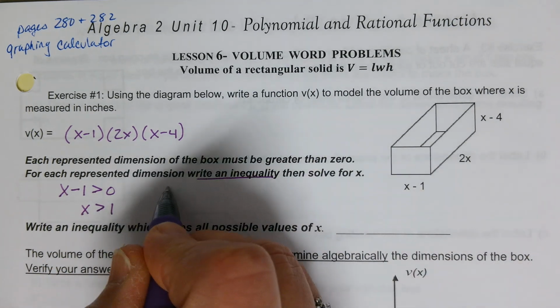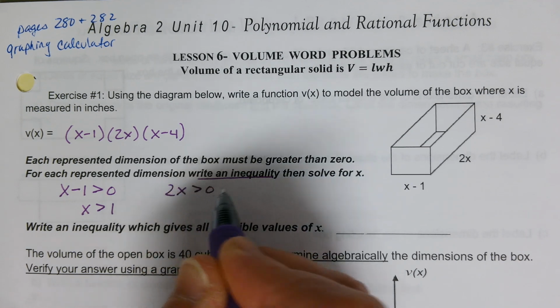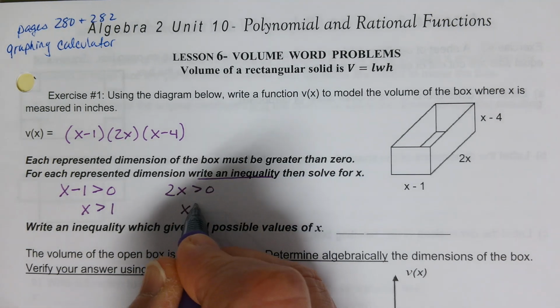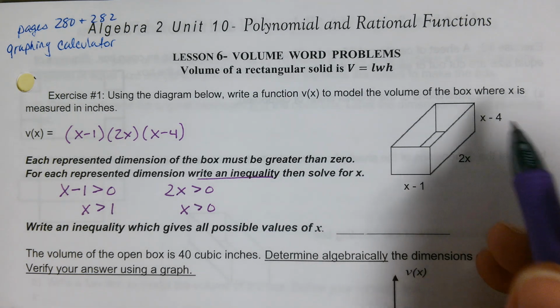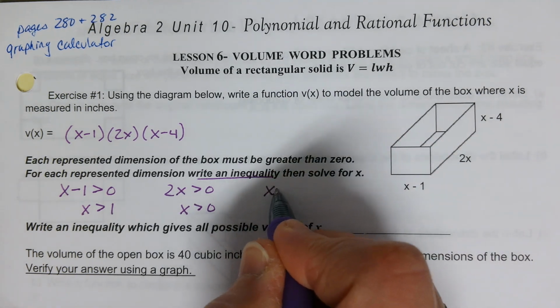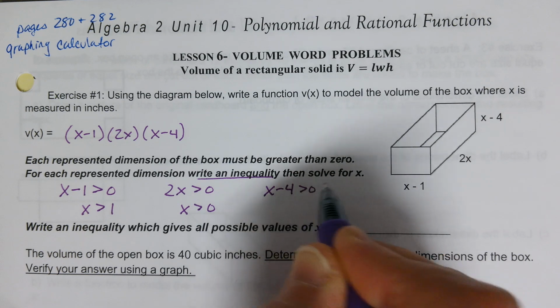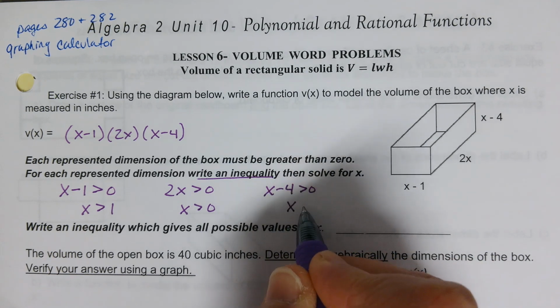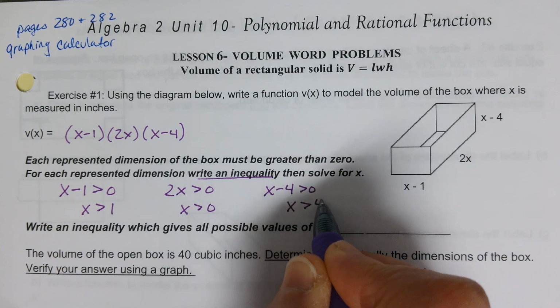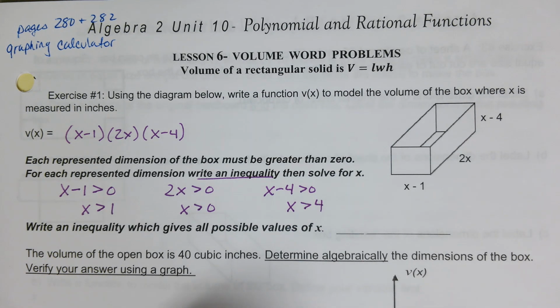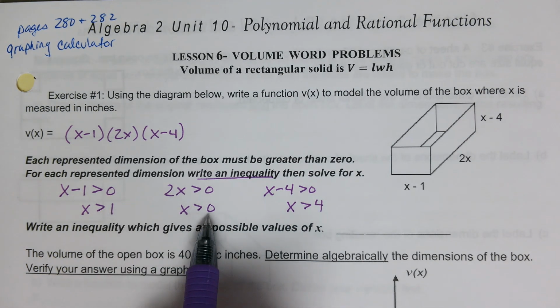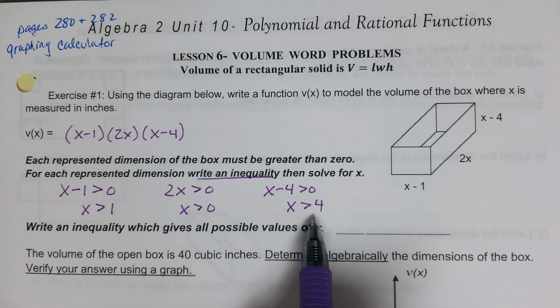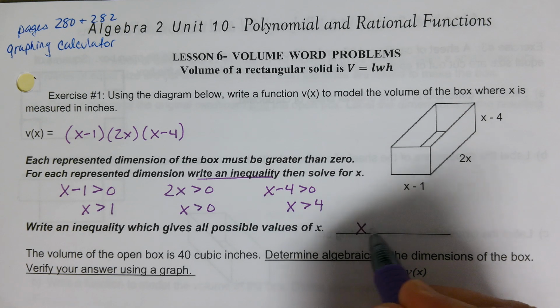For the width 2x, that must be greater than 0. Divide by 2, x is greater than 0. And for the height of x minus 4, that must be greater than 0. Add 4 to both sides, x is greater than 4. So x must be greater than 1, 0, and greater than 4. So we take the largest of these. So x must be greater than 4.